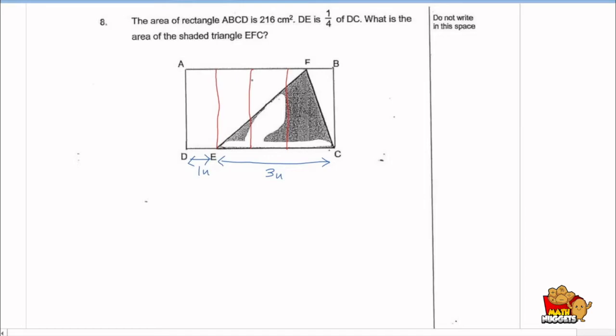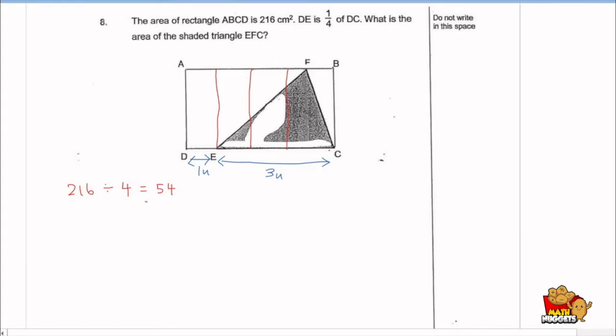Okay, so let me divide it into 4. So the area is 216. 216 divided by 4 is 54. So one smaller rectangle is 54.